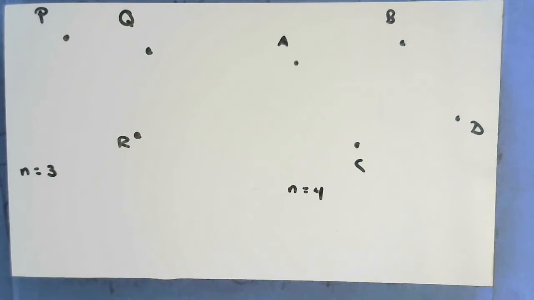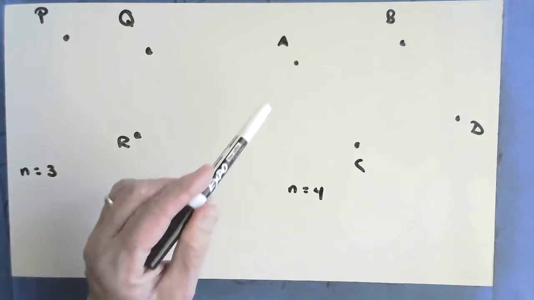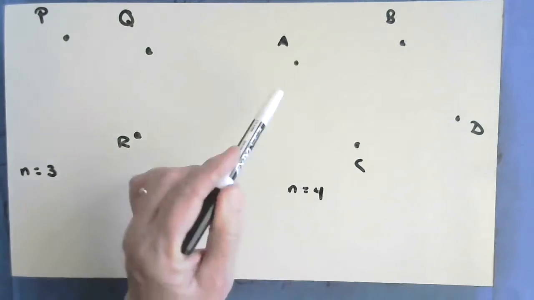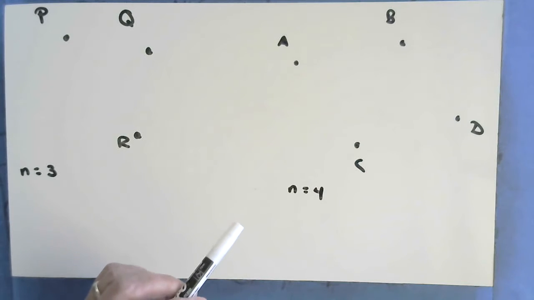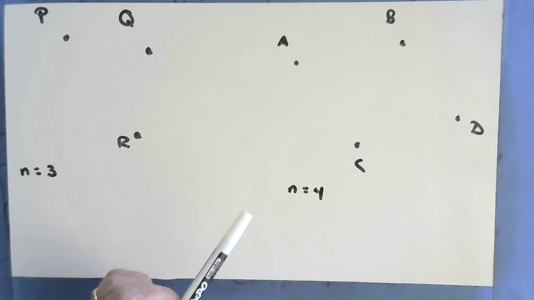This is for topic 3, homework part 1, problem 1, specifically on part C. And when we did part A, we had 3 points, P, Q, and R, and we just drew the lines between them. And we saw that there were 3 lines. And part B, there were 4 points. And when we connected all of the points together, we got 6 lines.